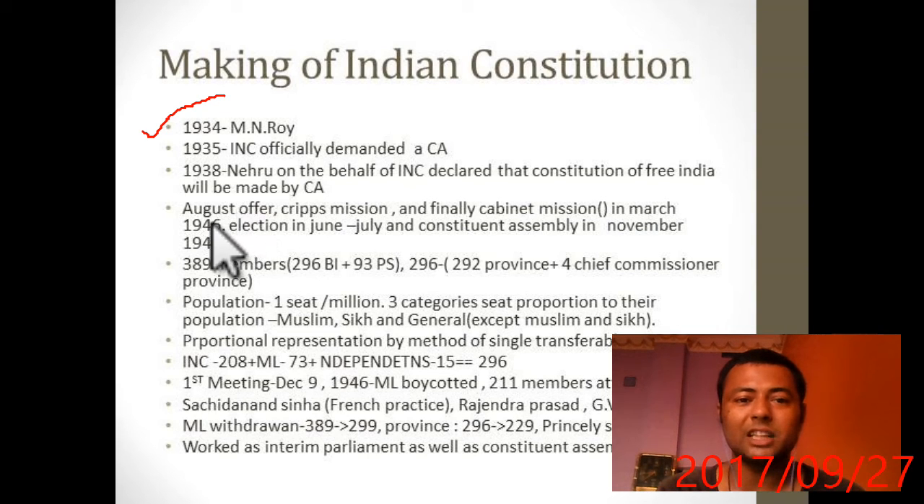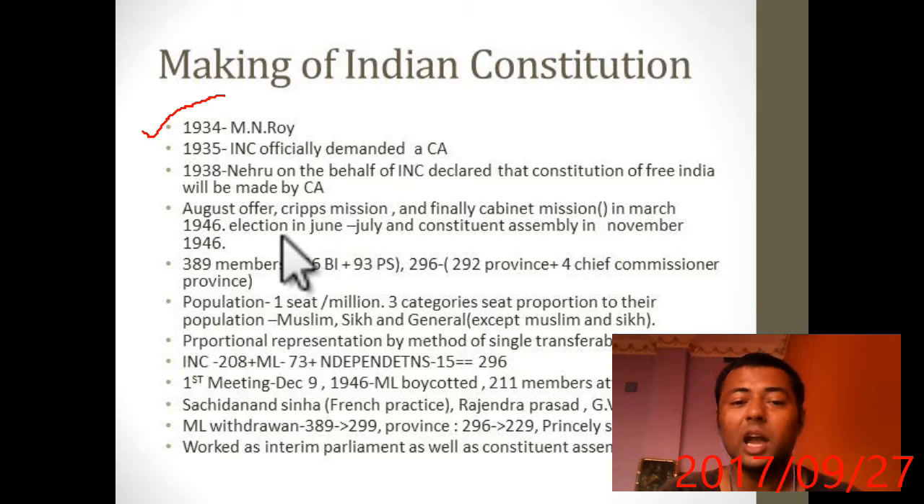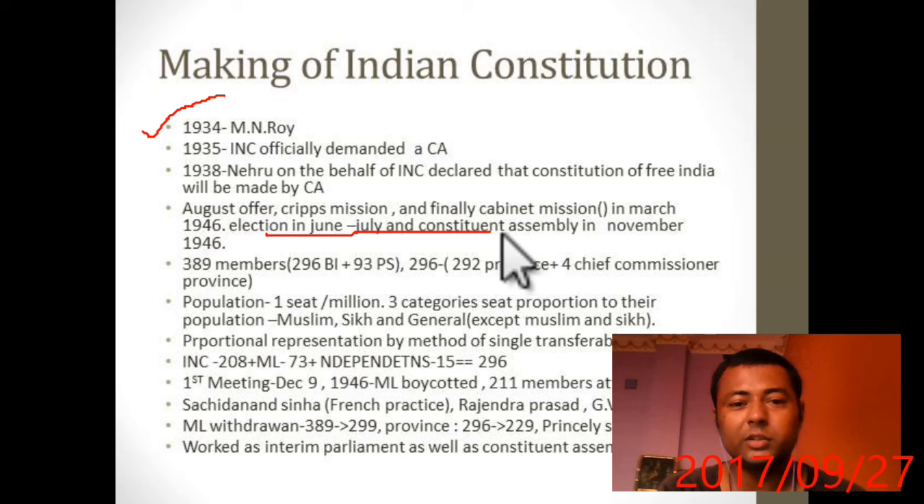After that, the August Offer of 1940, the Cripps Mission of 1942, and finally the Cabinet Mission in 1946. Remember that the Cabinet Mission consisted of 3 members: A.V. Alexander, Patrick Lawrence, and Sir Stafford Cripps, and Patrick Lawrence was the chairman of the commission. It gave permission for a constituent assembly in March 1946. An election was held in July 1946, and finally a constituent assembly was made in November 1946.